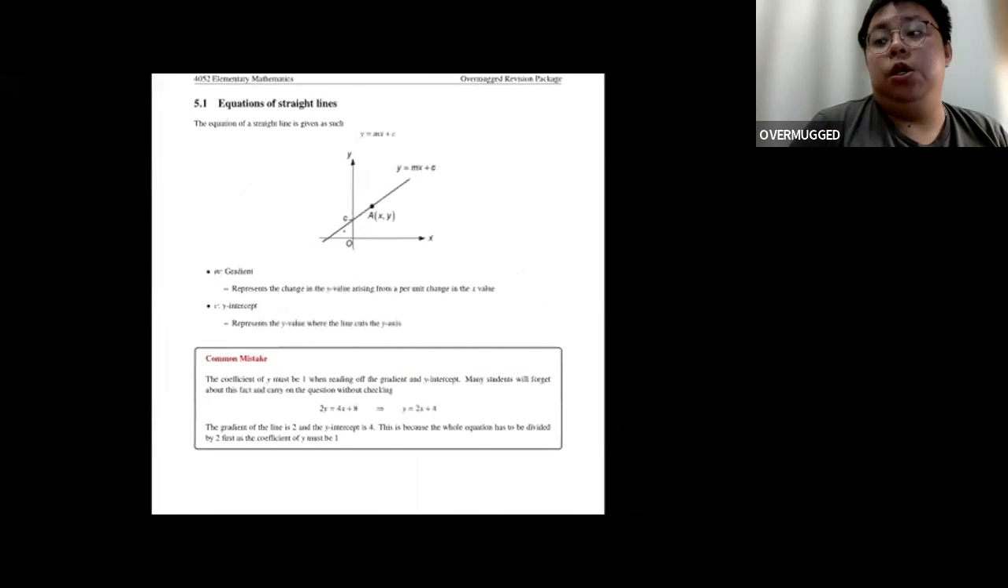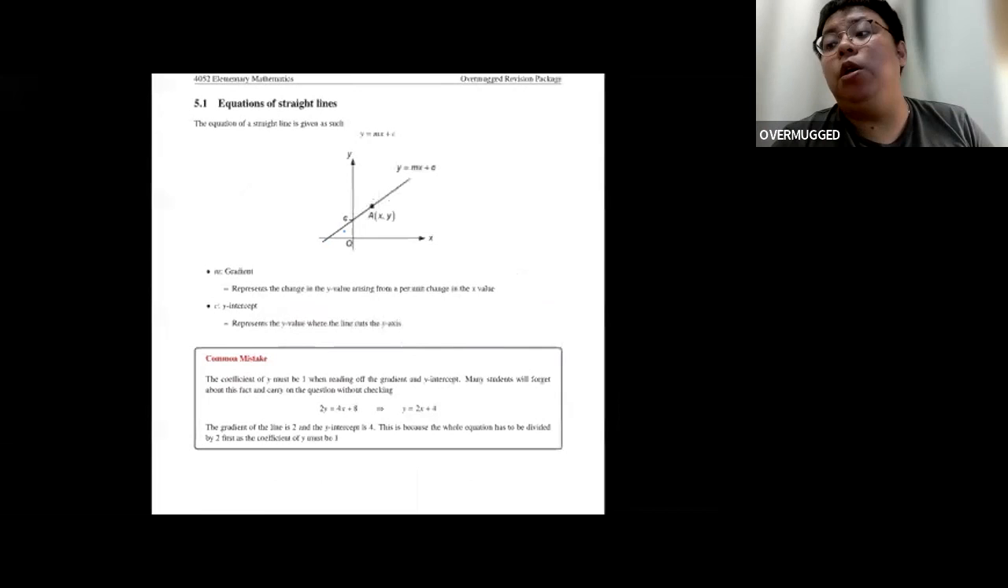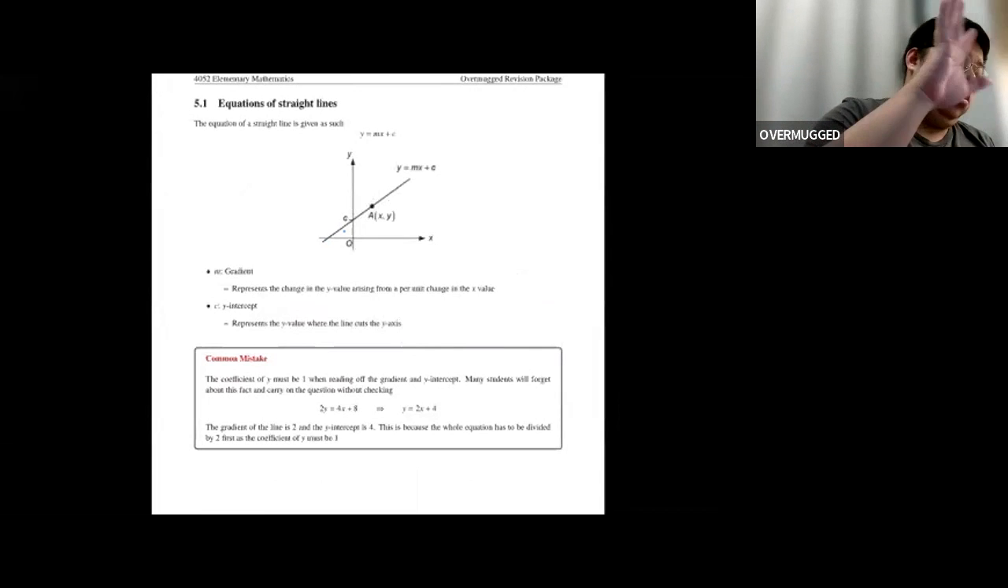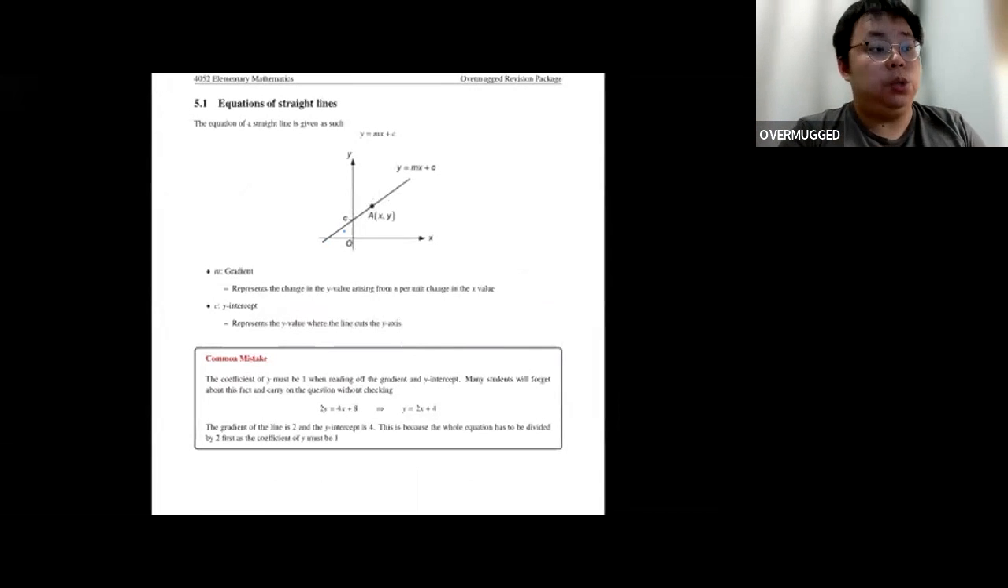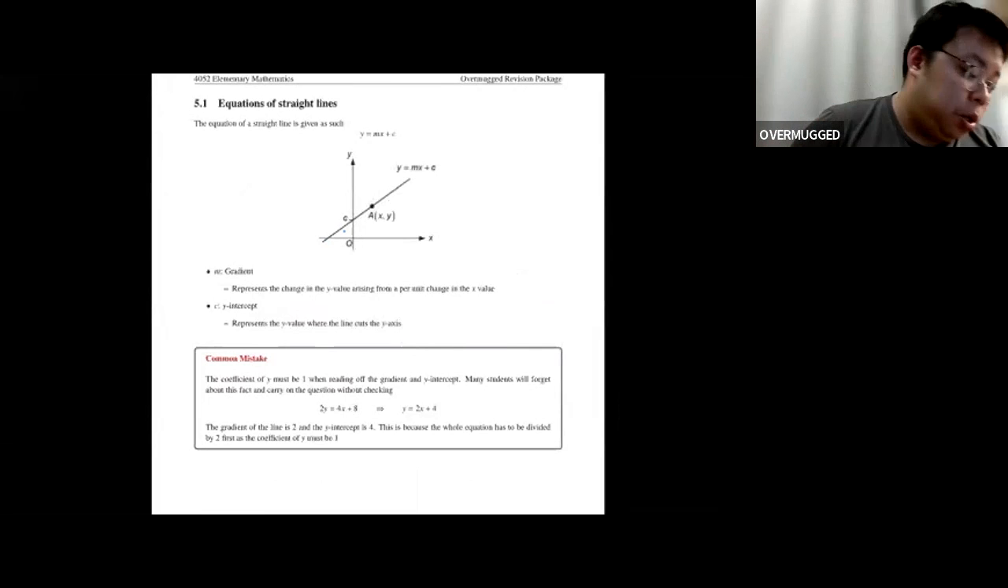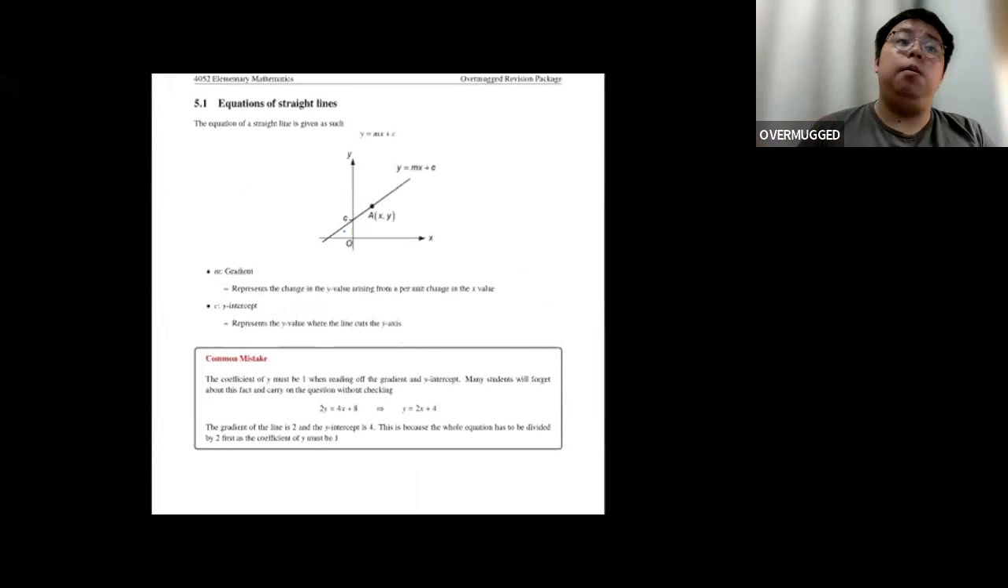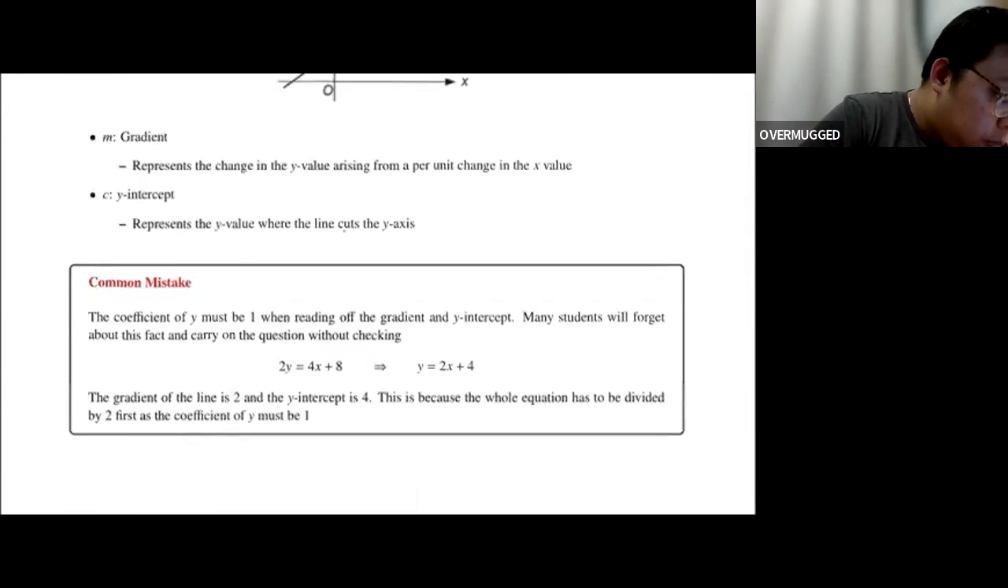So first thing, equations of a straight line. For an equation of a straight line, you need to remember that it's of the form y equals mx plus c. For y equals mx plus c, you need to remember that m is your gradient and c is your y-intercept.